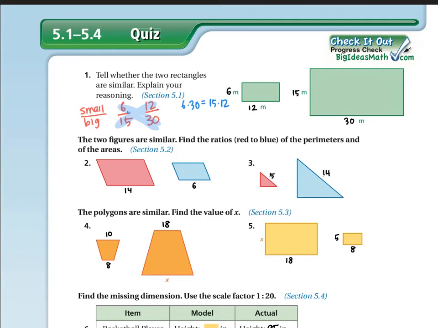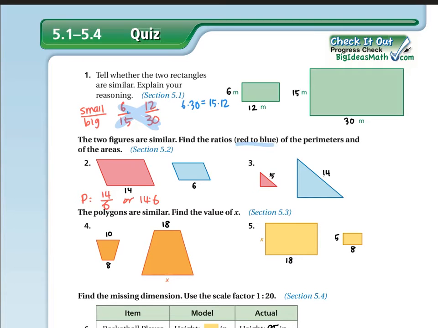Number 2 and 3 is asking for you to find the ratios, red to blue, and it's important that you know which one you use first, of the perimeters and of the areas. So you're going to have to find two different sets of ratios. I'm going to work with the perimeter first. So I put red on the top and blue on the bottom because it's red to blue. If you prefer writing it in a format like this, you can also do that.